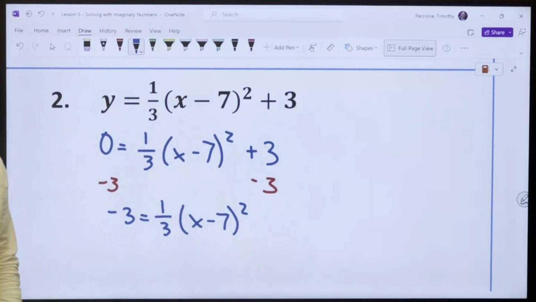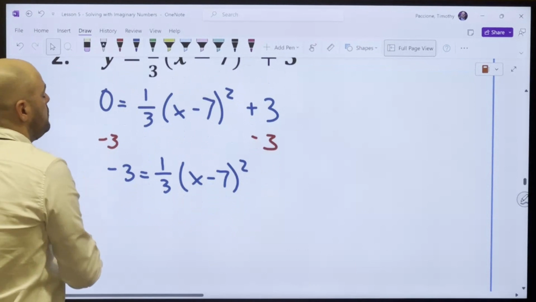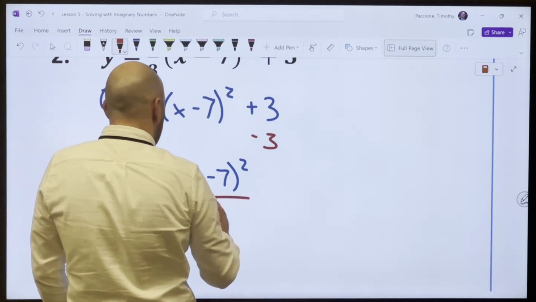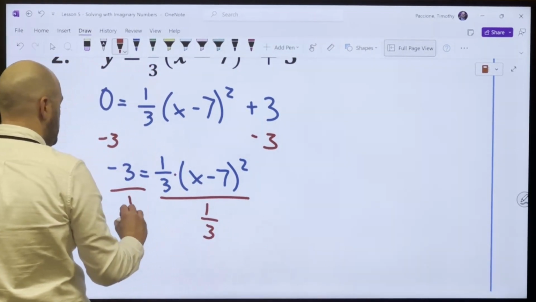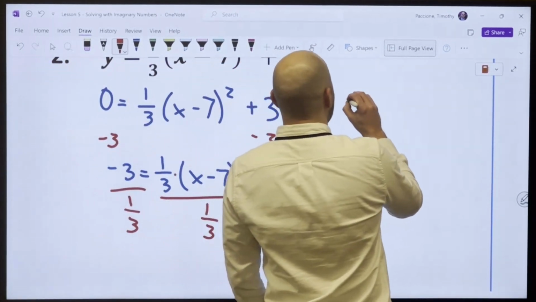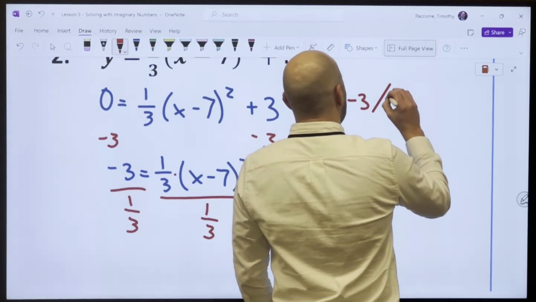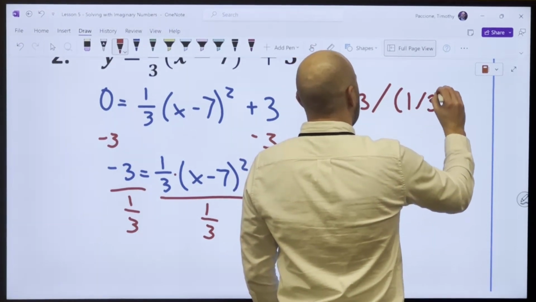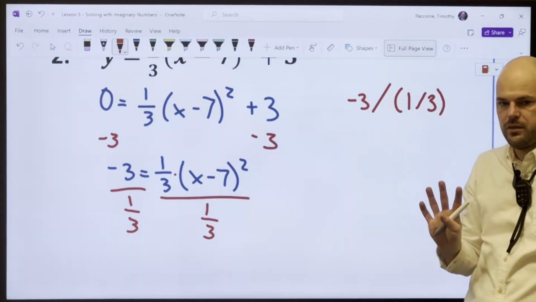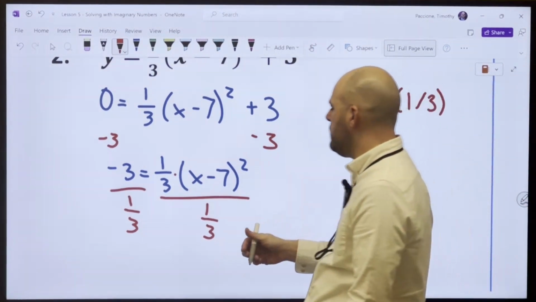And then you're like, well, how do I get rid of that 1/3? Anyone know? How do I get rid of a 1/3 in the front? What's the 1/3 doing? It's multiplying, so you could divide by 1/3. And then when you put this into your calculator, you would do negative 3 divided by parentheses 1 divided by 3. You got to include those parentheses, or it will think you're doing negative 3 divided by 1 divided by 3, which is different. Make sure you put in parentheses. So that would give you your answer.